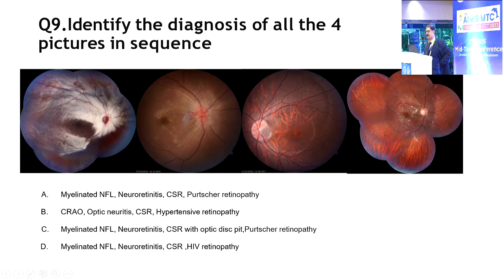So question number 9 is also longer. Identify the diagnosis of all the four pictures in sequence. Option A, myelinated nerve fiber layer, neuroretinitis, CSR, Purtscher retinopathy. Option B, CRAO, optic neuritis, CSR, hypertensive retinopathy. Option C, myelinated nerve fiber layer, neuroretinitis, CSR with optic disc pit, Purtscher retinopathy. Option D, myelinated nerve fiber layer, neuroretinitis, CSR, and HIV retinopathy.